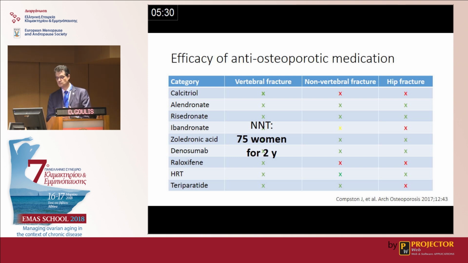So the number needed to treat, the mean across all these medications, in order to prevent a vertebral fracture is something like 75 women for 2 years. So you have to treat 75 women with this medication for 2 years in order to prevent one vertebral fracture.